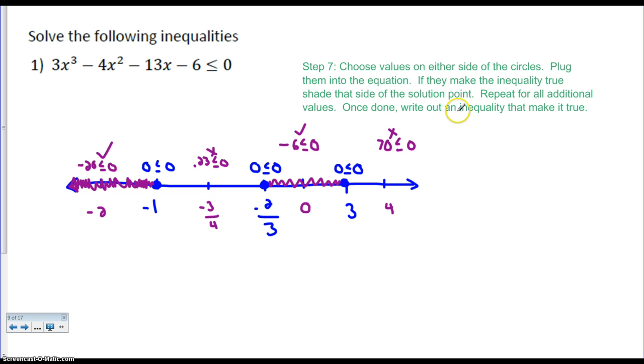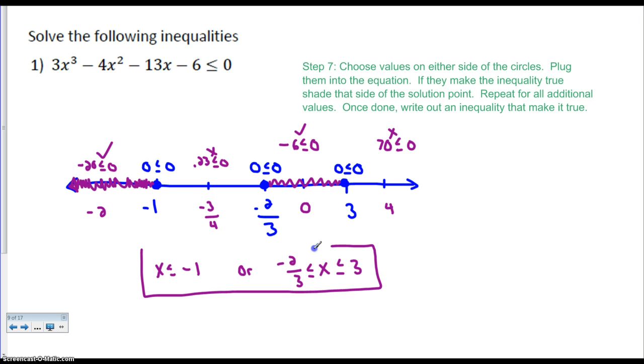Once I'm done, I'm going to write out an inequality that makes this true. So I know that x is smaller than or equal to negative 1. That's this part right here. Or I know x is between negative 2/3 and 3. So negative 2/3 is less than or equal to x, which is less than or equal to 3. So this is my solution to this inequality.